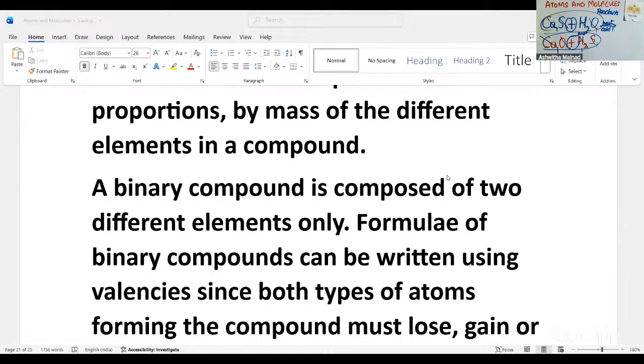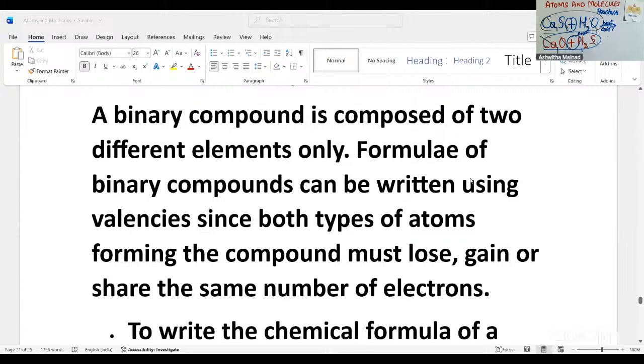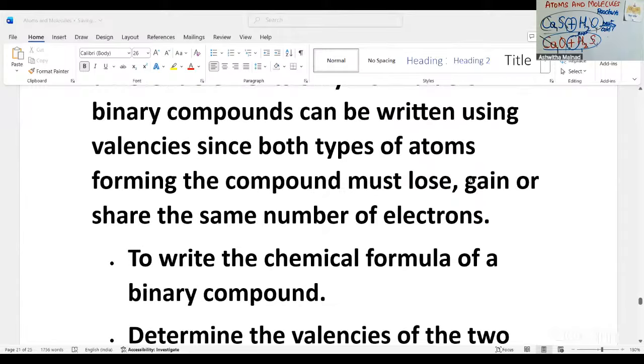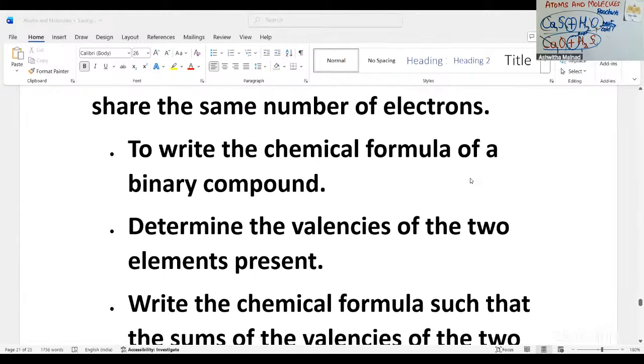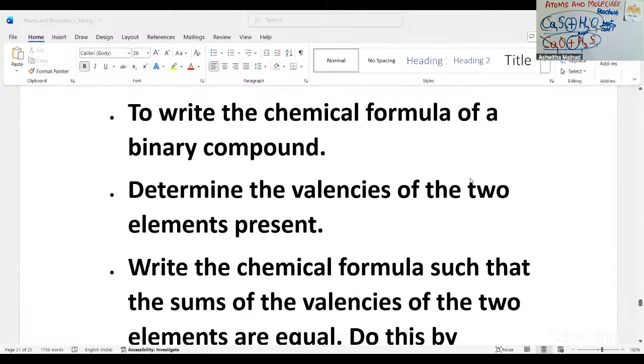The formula of binary compounds can be written using valencies, since both types of atoms forming the compound must lose, gain or share the same number of electrons. Okay. To write a chemical formula for a binary compound, determine the valencies of the two elements present in them. We have to check the valencies of those elements.